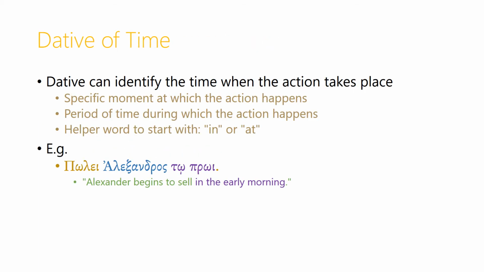With the dative of time, the dative nominal identifies the time when the action takes place. This can be the specific moment at which the action happens, or a period of time during which the action happens. And the helper words here are in or at. With the sentence, Pole Alexandros to proi, we might translate this, Alexander begins to sell in the early morning, to proi.